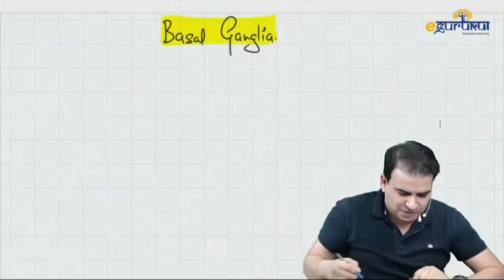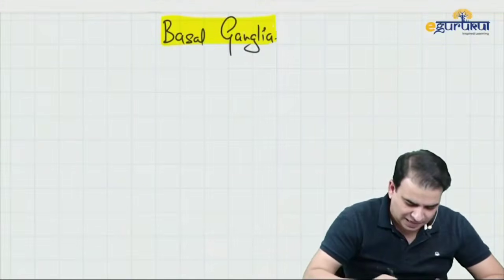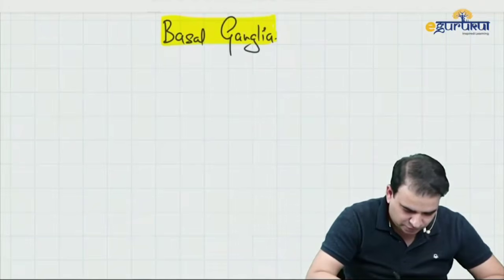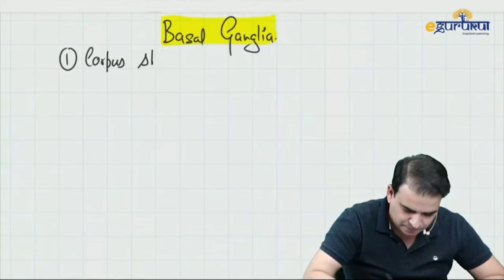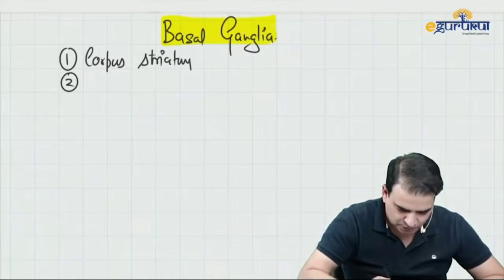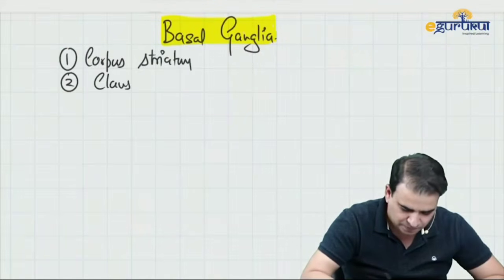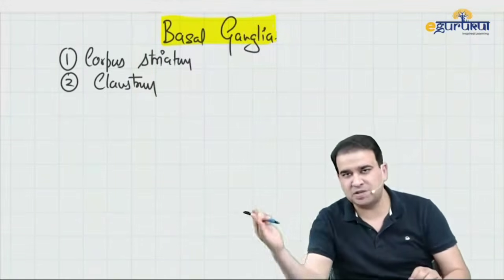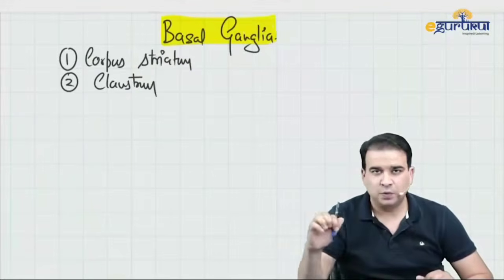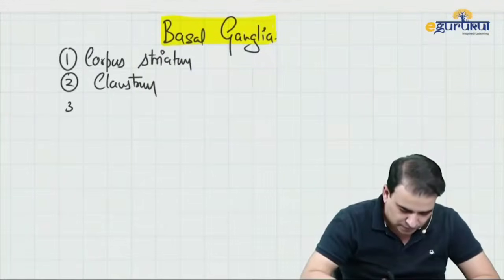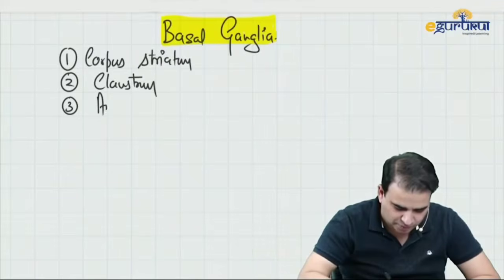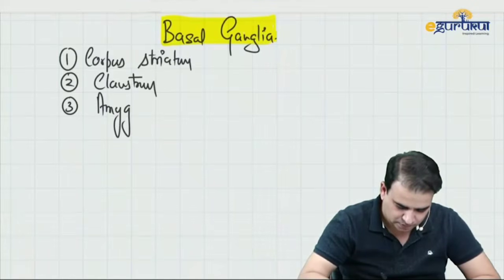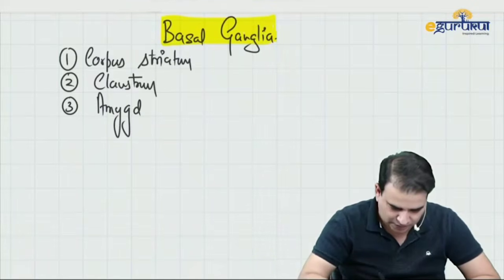So let us start with the very basics first. The basal ganglia, if I say anatomically, consists of the corpus striatum. It also consists of the claustrum. Claustrum, remember that thin sheet of gray matter which was present just lateral to the lentiform nucleus? We saw it in the transverse section. And it also consists of the amygdaloid body.